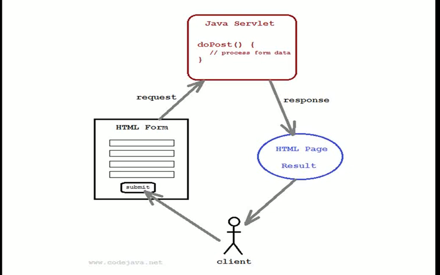This we are going to do in our exercise. First, we are going to write the HTML form. The HTML form will give the request to the Java servlet. That is one program. And the Java servlet will give the response to the HTML page. Finally, the client can get the data.